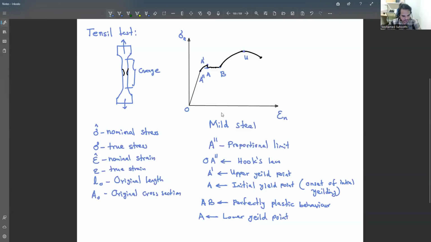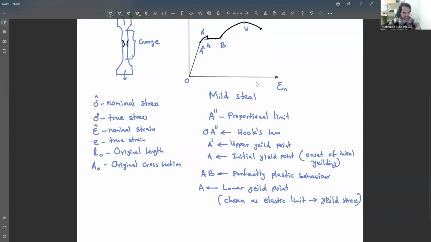Yield point, right? So this is the one we have taken as elastic limit, chosen as elastic limit. In other words, it is called yield stress, right? Okay, then U, I have to mark the U. U we define as ultimate stress, or ultimate point. If I say point, I am actually representing the stress.